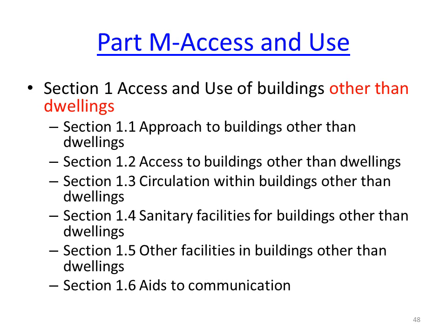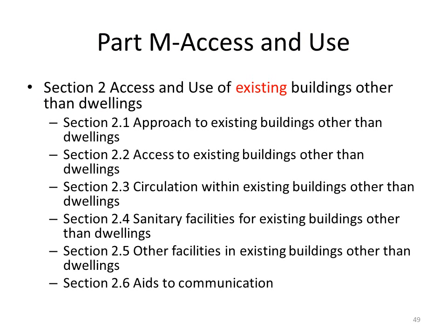Part M, access and use. Section 1 is access and use of buildings other than dwellings. So we have section 1.1, approach to buildings other than dwellings. Section 1.2, access to buildings other than dwellings. Section 1.3, circulation within buildings other than dwellings. Section 1.4, sanitary facilities for buildings other than dwellings. And section 1.5, other facilities in buildings other than dwellings. And the last one there, section 1.6, aids to communication.